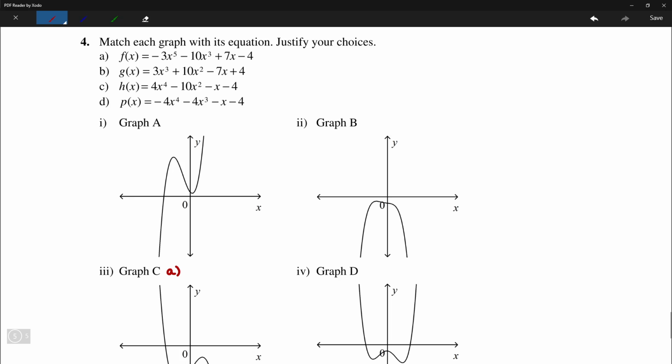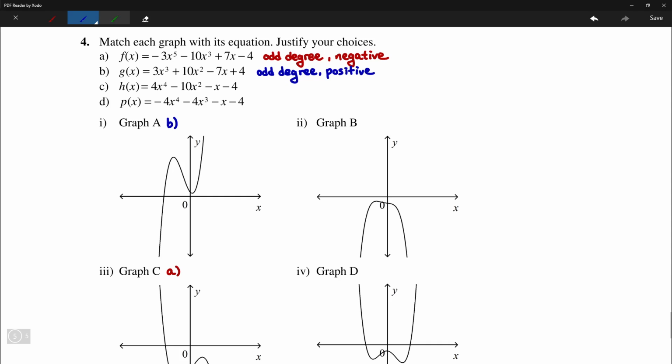So this is again odd degree, negative. Okay, let's move on to the second one. This is cubic, so it's odd degree again, but it is positive, so that will match up with graph A. So equation B is graph A.